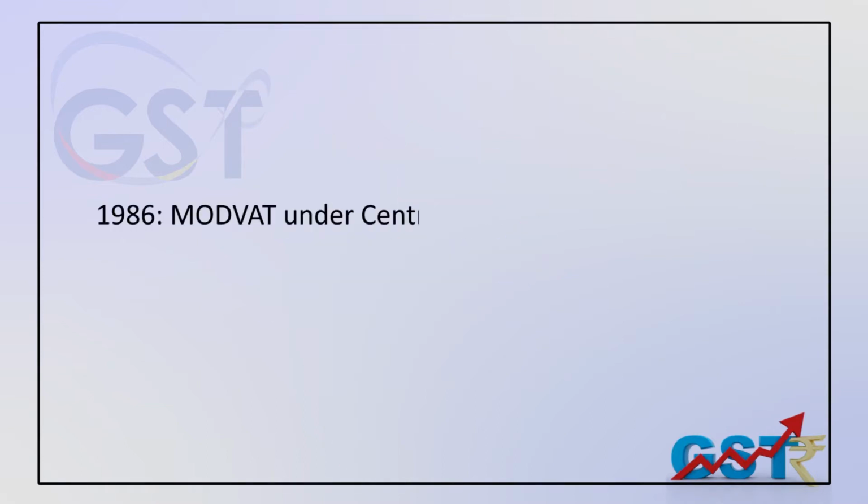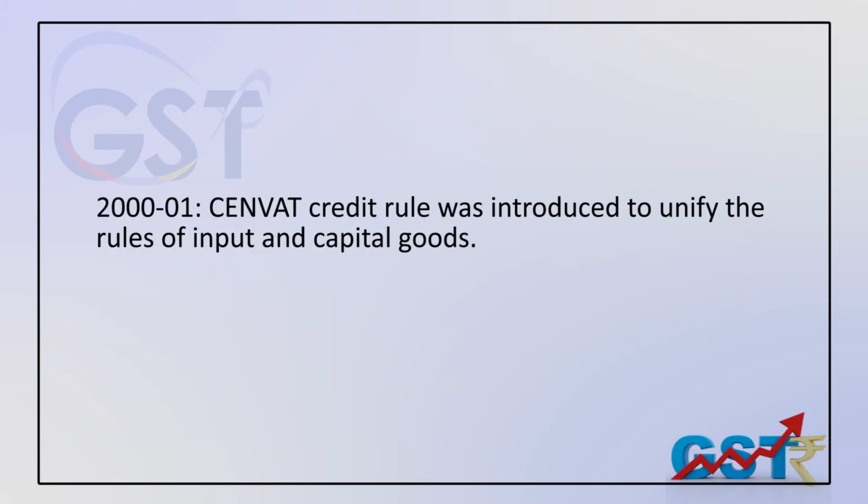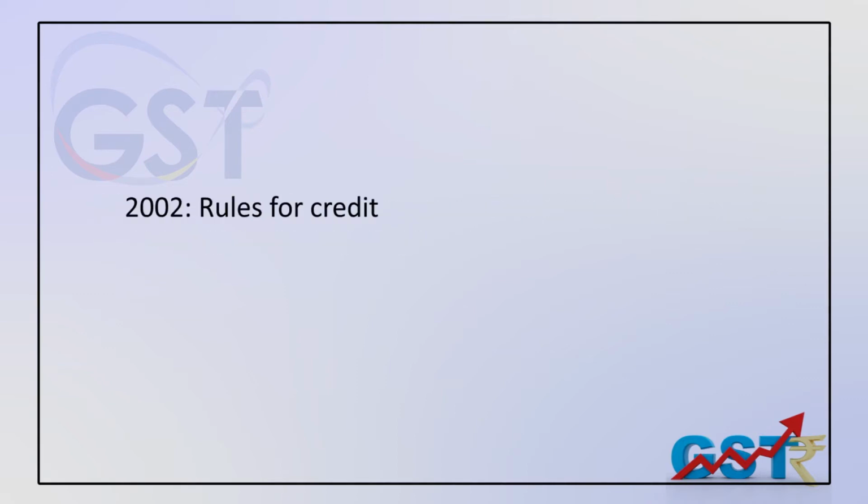We witnessed the reform in the indirect tax structure in 1986 when MODVAT under the central excise law was introduced. And again we witnessed tax reform when the credit under MODVAT was introduced for capital goods in 1994, and earlier it was not considered. Again, we can mention the VAT credit rule, which was introduced to unify the rules of input and capital goods in 2000-2001. And again, we can mention the rules for credit of service tax, which was introduced in 2002.